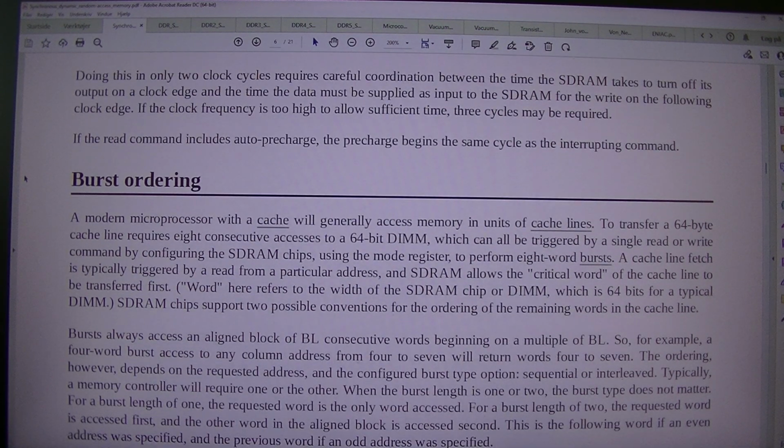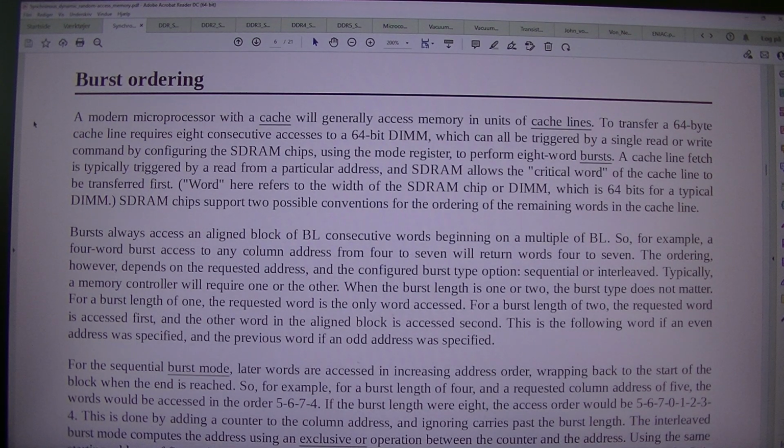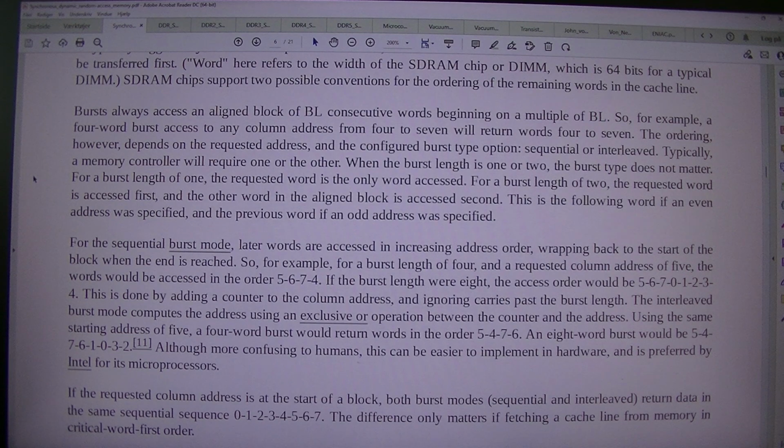Burst ordering. A modern microprocessor with a cache will generally access memory in units of cache lines. To transfer a 64-byte cache line requires 8 consecutive accesses to a 64-bit DIMM, which can all be triggered by a single read or write command by configuring the SDRAM chips, using the mode register, to perform 8-word bursts. A cache line fetch is typically triggered by a read from a particular address, and SDRAM allows the critical word of the cache line to be transferred first. Word here refers to the width of the SDRAM chip or DIMM, which is 64 bits for a typical DIMM.